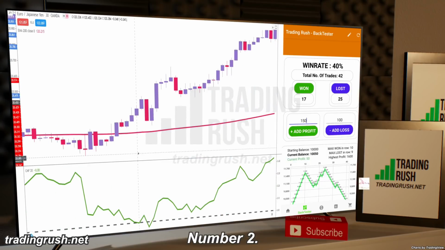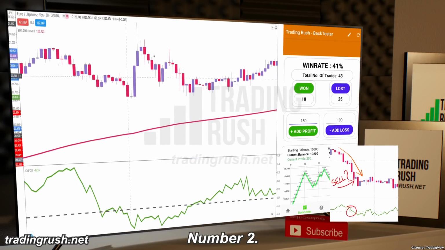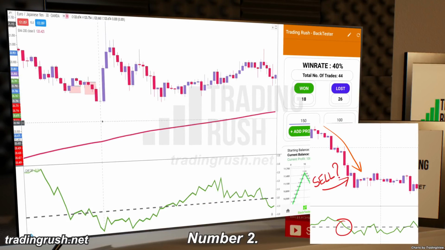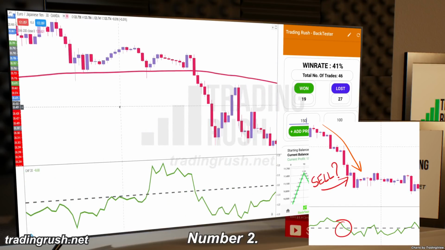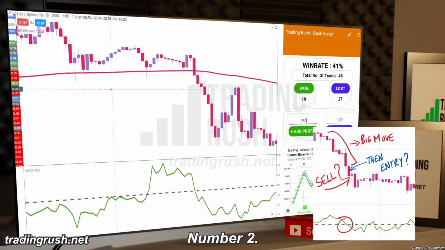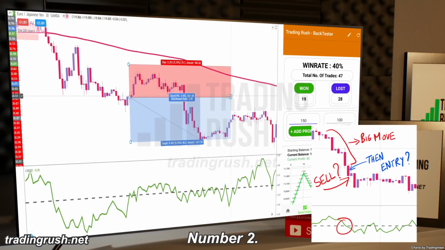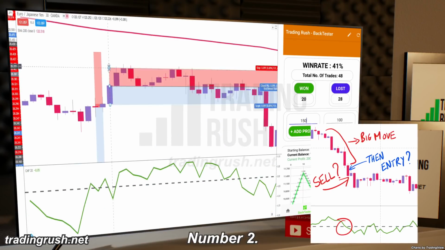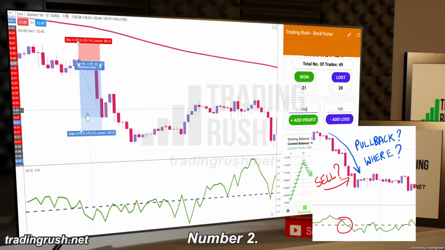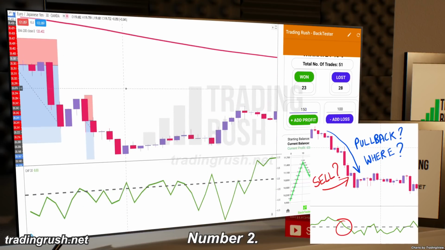Number 2. Chaikin Money Flow strategy gives many entry signals in a short period of time, and those are not always at the end of a pullback. Sometimes the Chaikin Money Flow indicator gives entry signals even when the market is strongly moving in almost a straight line. Because of this, setting a stop loss above or below the pullback becomes difficult.